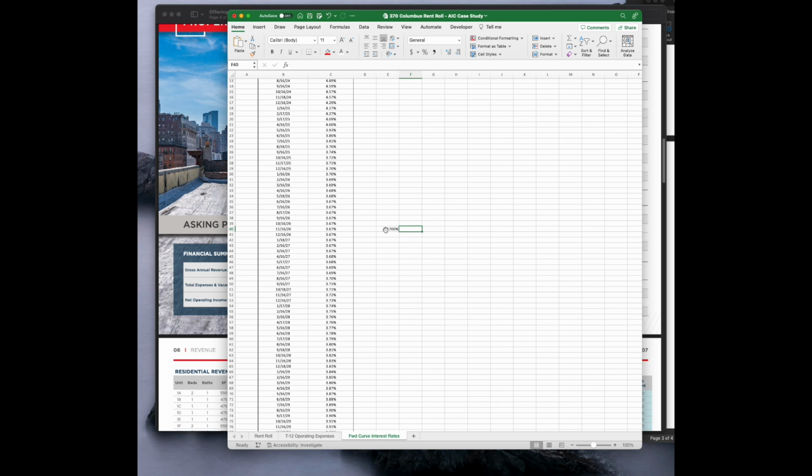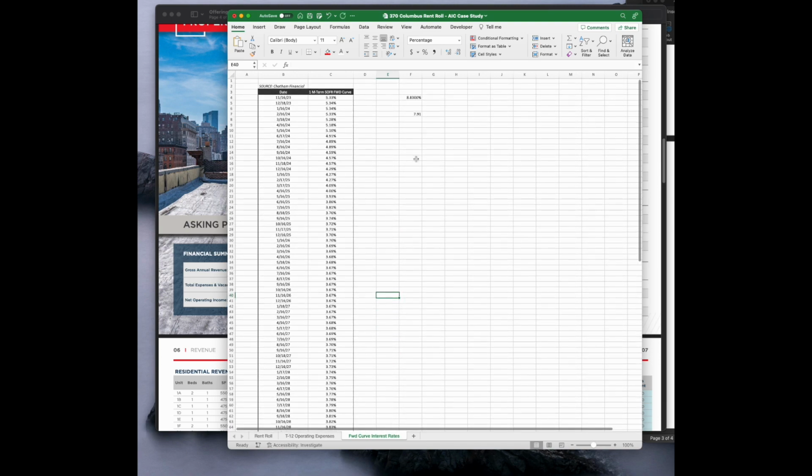Based on what we can achieve by trending these rents in 3 years' time, plus whatever we can achieve from raising the rents and things like that. That's just something to keep in mind when you're doing an analysis.